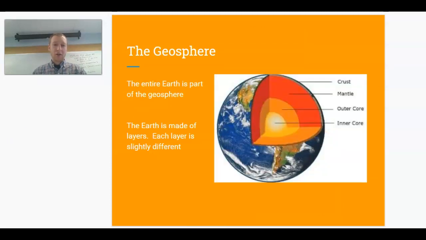The geosphere actually includes the entire planet Earth, right? The entire Earth is part of the geosphere, and the Earth is made of layers. Each layer is slightly different. We're going to learn more about this in our geosphere unit, but we live on this very tiny part called the crust. And the crust is basically floating around on this ocean of magma, this ocean of melted rock. The inner core, on the other hand, is made of liquid iron. So a liquid metal core, which is also part of the geosphere. All the Earth is the geosphere.